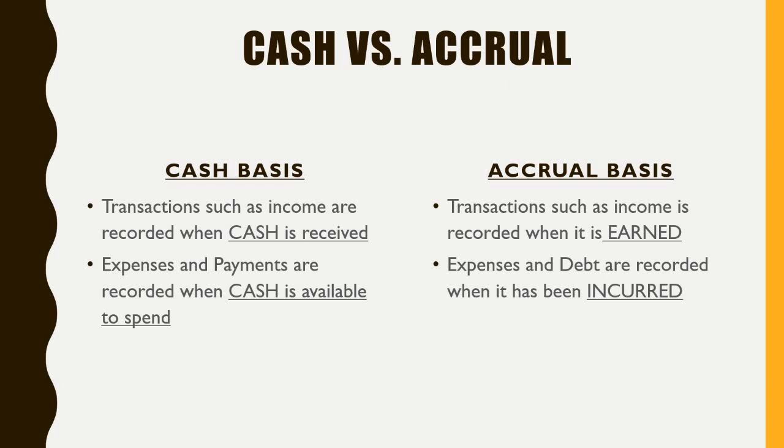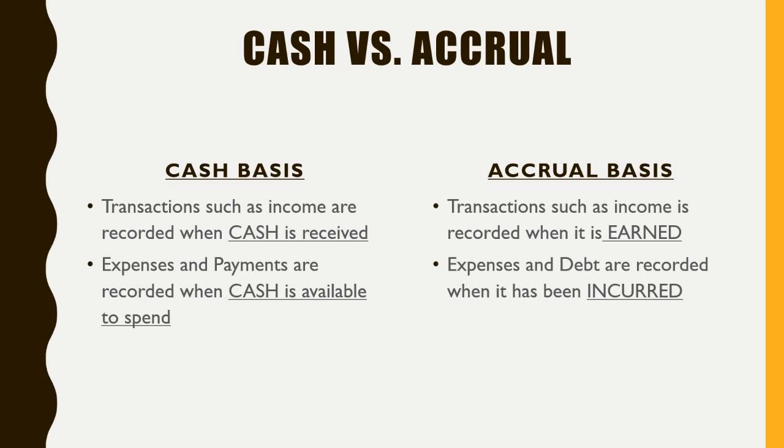You're also going to record your expenses when they are incurred. Once the job has been done and completed and you receive a bill, that is when you record your expense, whether you paid or not. It's incurred, the job has been done. That's when you record that the expense has been completed. So that's the huge difference between cash and accrual.